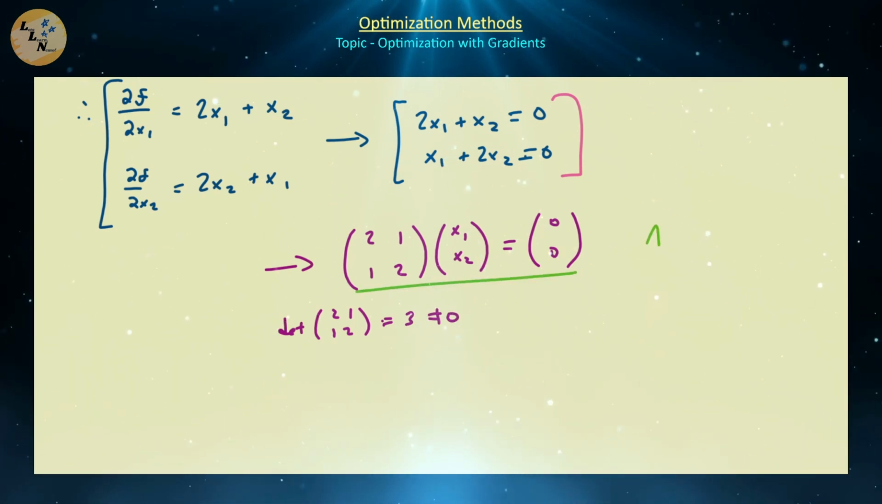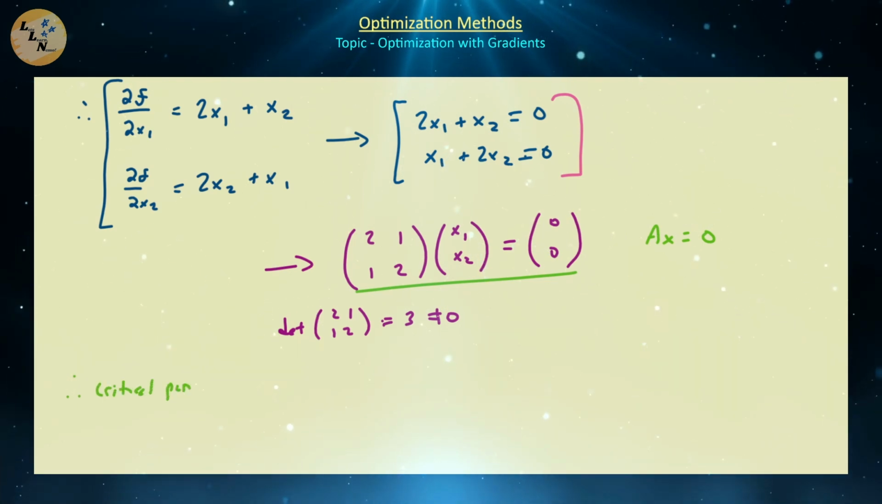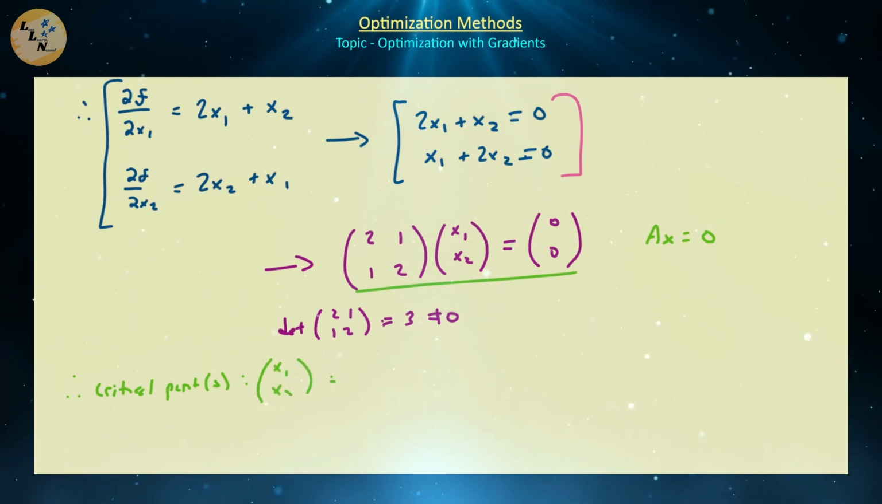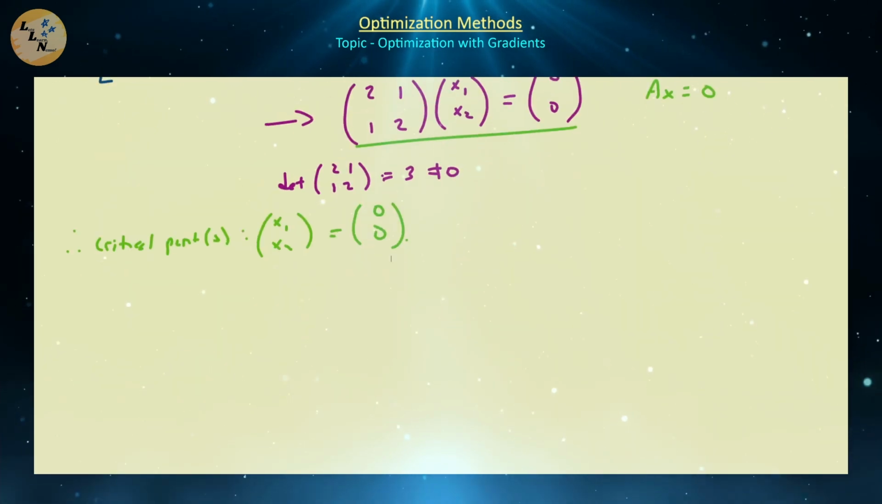Therefore, this equation, Ax equals 0, has the trivial and only the trivial solution, in particular the 0 vector. That means the only critical point is going to be the point x1, x2 equals 0, 0. Now that we have the critical point, we need to classify it as either a max, a min, or potentially even a saddle point.